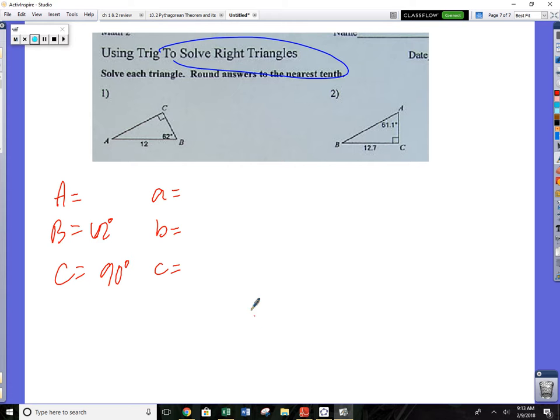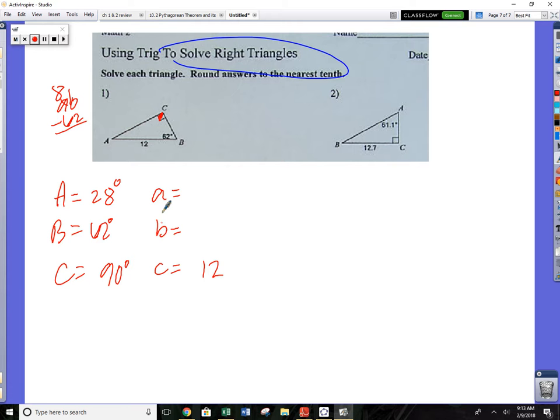Okay. So capital A, so the capital letters, those are the angles. So A is going to be pretty easy. A is just going to be 90 degrees, take away 62 degrees, so that is going to be 28 degrees. So every triangle's got to have 180, and if I'm using 90 right here, these other two got to be 90. Okay, now the 12 is straight across from angle C. So 12 is going to be little c. So now all I have to find is little a and little b.